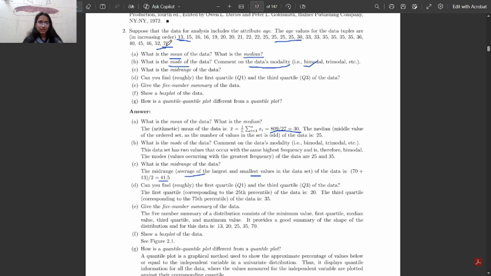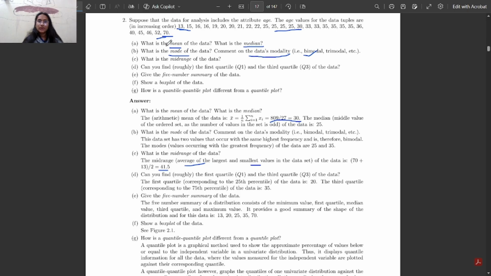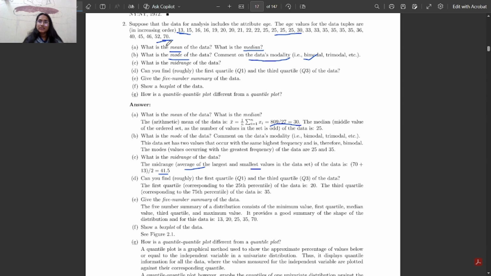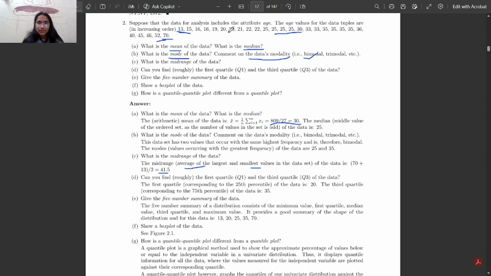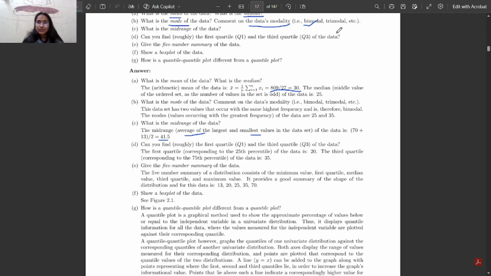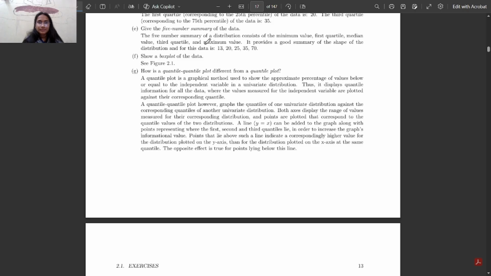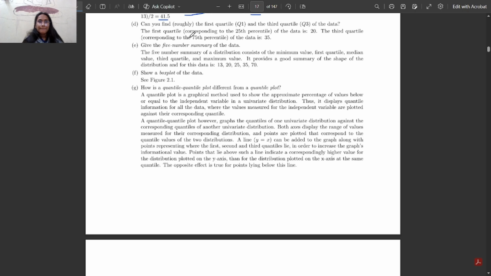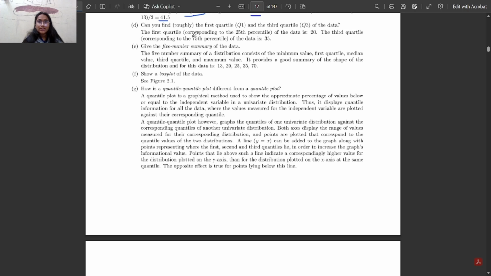Next question. Can you find roughly the first quartile and the third quartile of the data? We have the first quartile at the 25th percentile and the third quartile at the 75th percentile. According to this data, 20 is the first quartile and 35 is the third quartile. So the first quartile, corresponding to the 25th percentile of the data, is 20 and the third quartile, corresponding to the 75th percentile of the data, is 35.